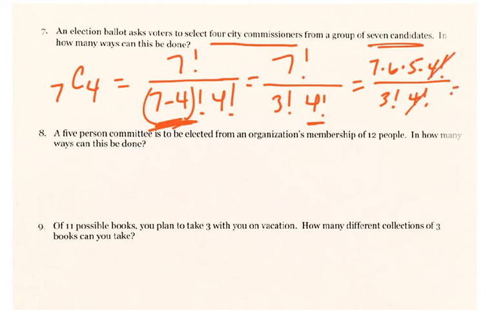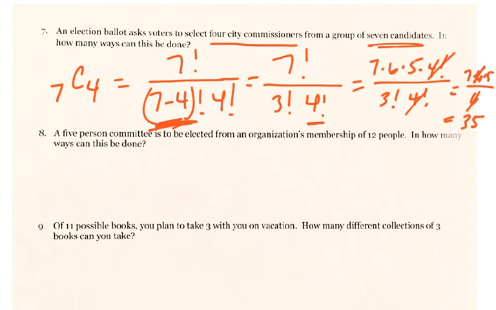Those cancel, leaving us with 7 times 6 times 5 in the numerator over 3 times 2 times 1 in the denominator. Well, 3 times 2 is 6, and 6 times 1 is 6. So that's a 6 in the denominator, so those cancel out. So we're just left with our answer being 7 times 5, which is 35. Let's do the next one.